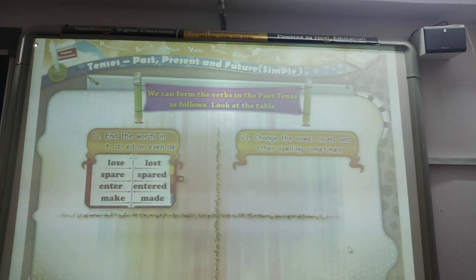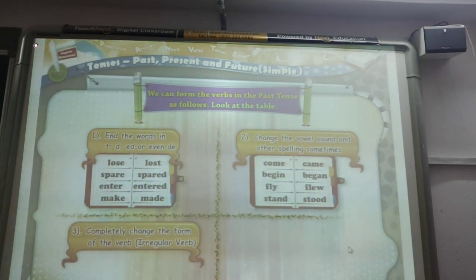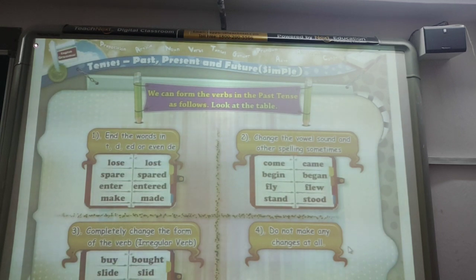2. Change the vowel sound and other spelling sometimes. 3. Completely change the form of the verb. Irregular verb. 4. Do not make any changes at all.